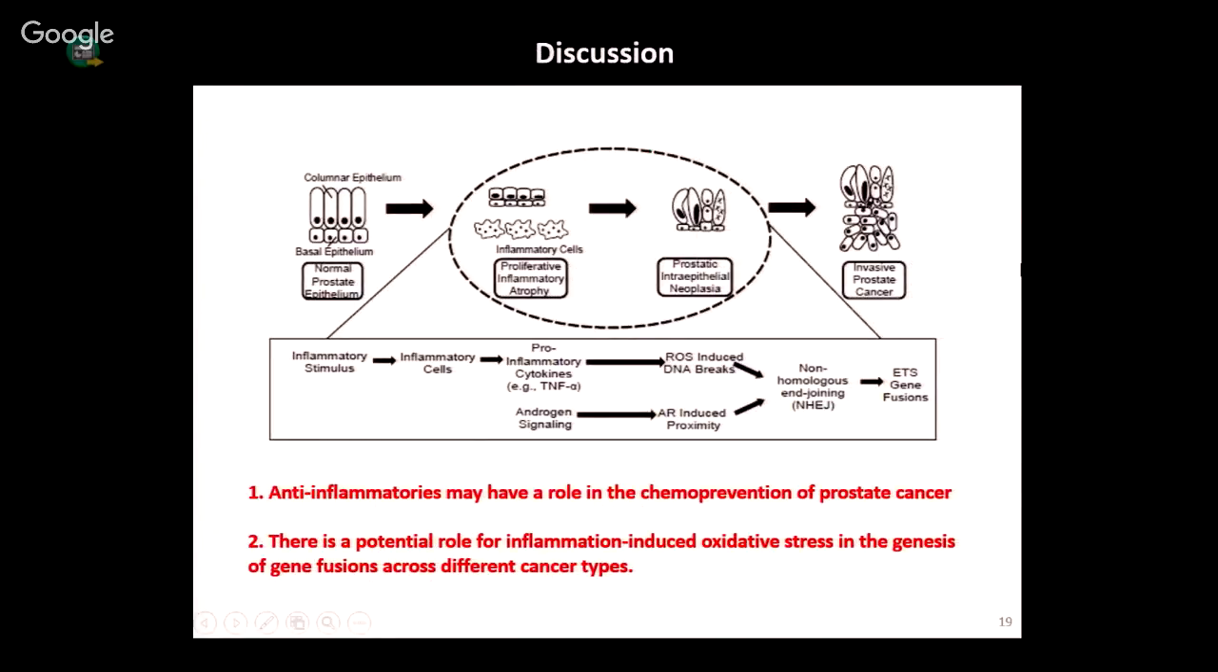So according to all the results of the test, the author suggests that androgen receptor induces the proximity of genes such as TMPRSS2 and ERG, while inflammatory stimuli trigger DNA breaks by oxidative stress. And their studies implicate microhomology-mediated non-homologous end-joining as the repair process contributing to inflammation-induced de novo genomic rearrangements. And this study suggests that anti-inflammatory agents may have a role in the chemoprevention of prostate cancer.